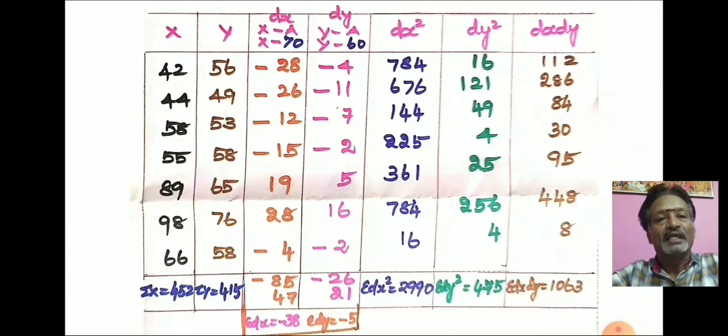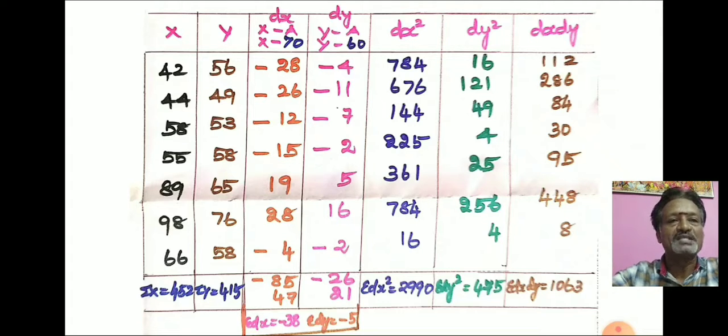So here, if the x value is greater than the assumed mean value, the deviation values are positive. If the x values are lesser than the assumed mean value, the deviation values are negative. You should be very careful in assigning the mathematical symbols minus and plus. Then in the same way, you have to estimate the dy value.